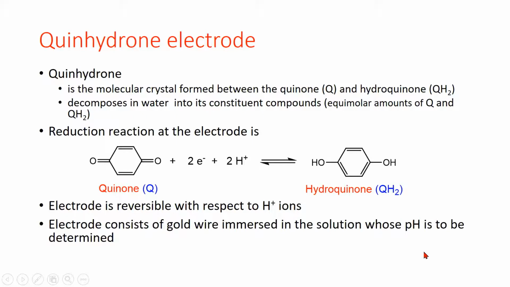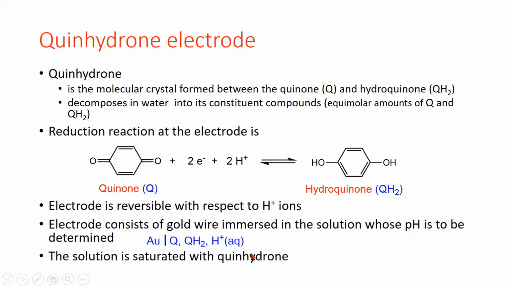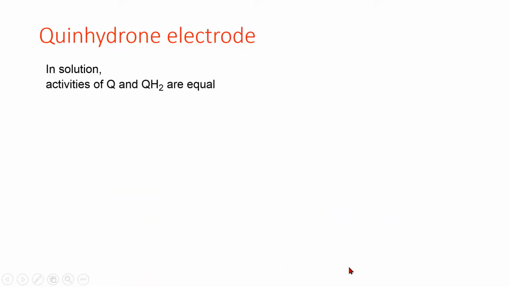Electrode consists of gold wire immersed in a solution whose pH is to be determined. Electrode is gold in contact with quinone, hydroquinone in contact with H ions. The solution is saturated with quinhydron. In solution, activities of quinone and hydroquinone are equal. Therefore, electrode potential is equal to standard electrode potential minus RT by 2F natural log 1 by H ion concentration square.